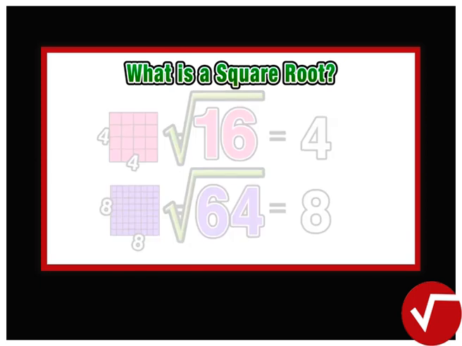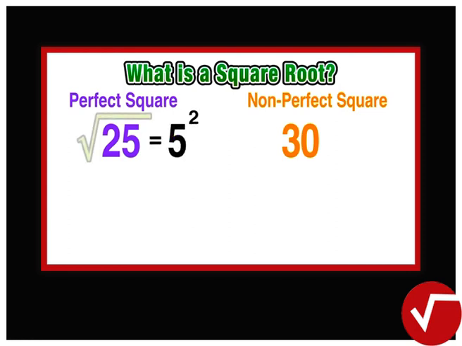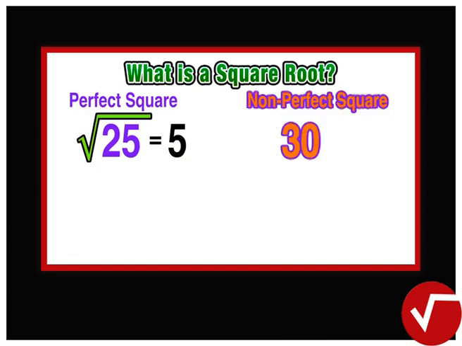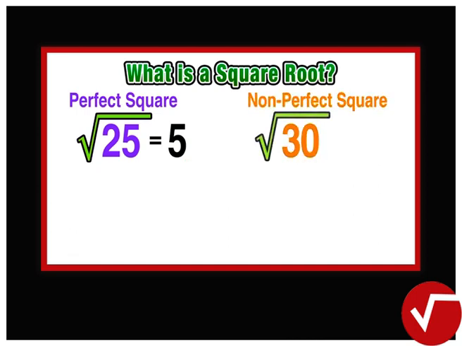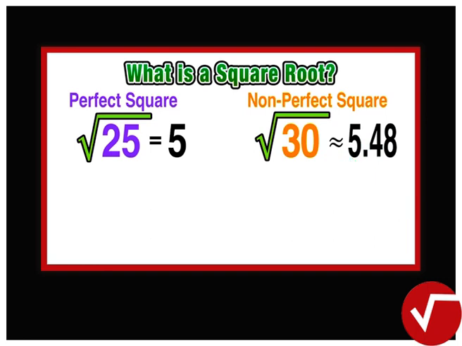Let's take a look at an example of a perfect square, 25, and a non-perfect square, 30. Now 25 is a perfect square because 25 is equal to 5 squared, and the square root of 25 is equal to 5, which is a whole number, so by definition, everything works out. A non-perfect square, 30: if I take the square root of 30, I get approximately 5.48, which of course is not a whole number. So there is no whole number that we can square to get to 30 the way that we can square 5 to get to 25.